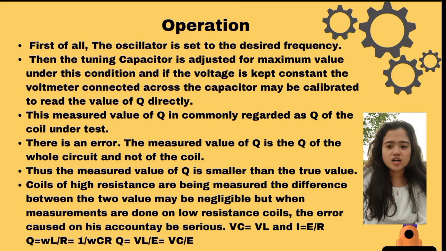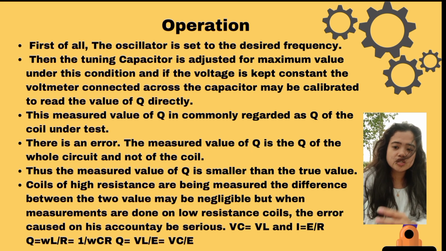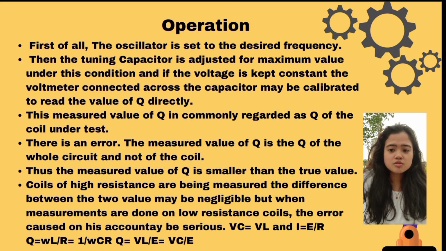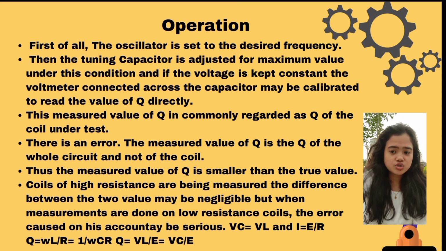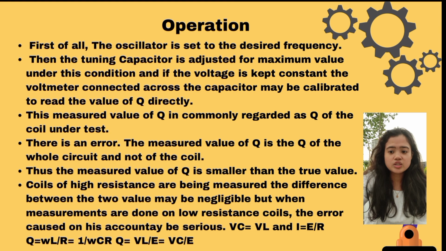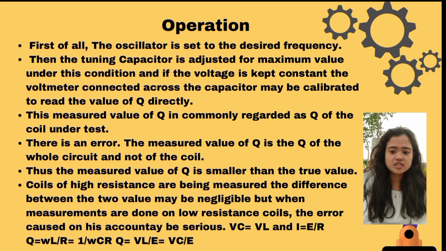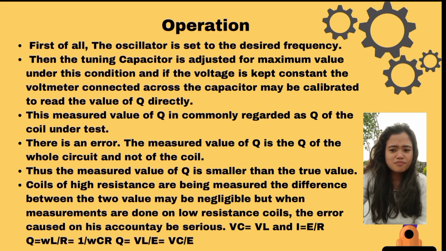There is an error. The measured value of Q is the Q of the whole circuit and not of the coil. Thus, the measured value of Q is smaller than the true value. When coils of high resistance are being measured, the difference between the two values may be negligible, but when measurements are done on low resistance coils, the error caused on this account may be serious.